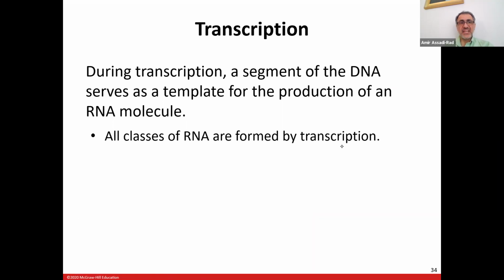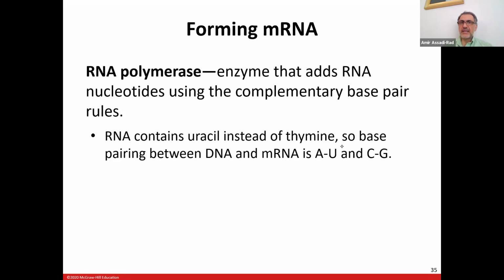During transcription, a segment of DNA serves as a template for production of RNA. All classes of RNA are formed by transcription. RNA polymerase is the enzyme that adds RNA nucleotides using complementary base pairing rules. As I said, A in DNA pairs with T, G with C. Of course, when it comes to RNA, A pairs with U, T with A, G with C, C with G. Make sure you know these things. That's called the law of base pairing.